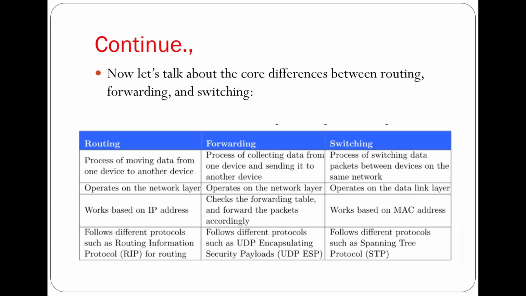Similarly, for forwarding, a table called the forwarding table is required to forward the packet. For routing, we need the information about IP addresses. The protocols used for routing are the Routing Information Protocol, and similarly for forwarding we have UDP and others, and for switching we have the Spanning Tree Protocol. In today's class we will talk more about the routing protocols.